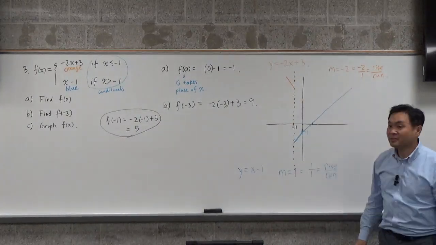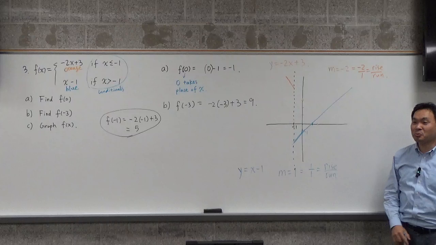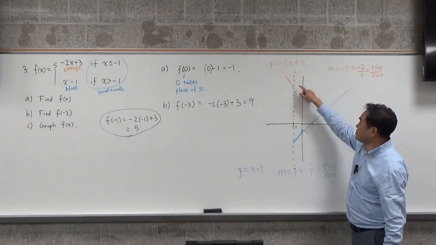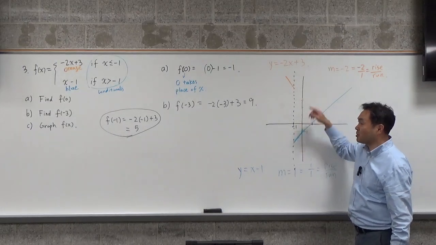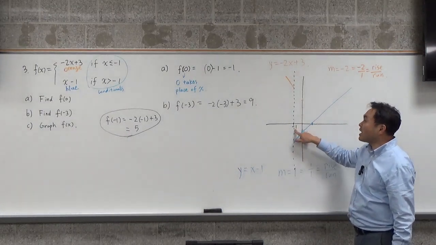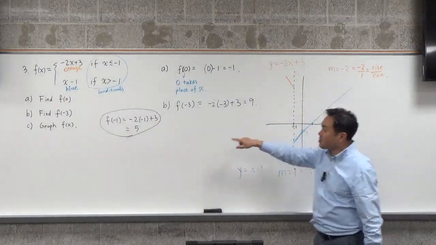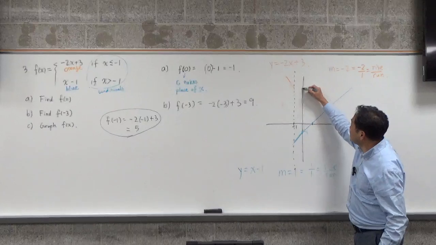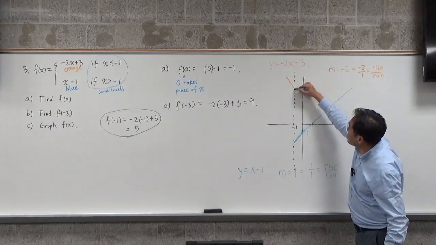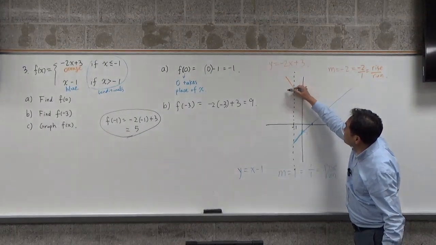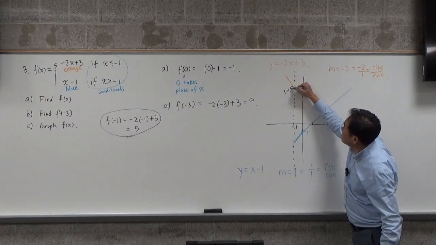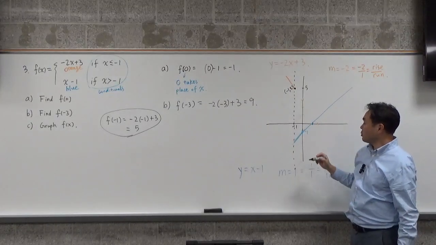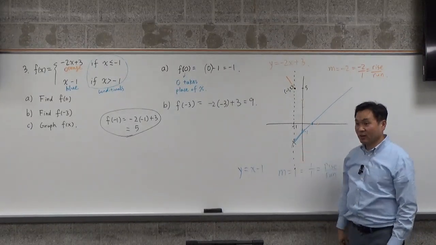Now, are we done? Not exactly. We still have to say what happens at this actual -1. At exactly -1, we found out that the value is 5, right? Where is that? -1, 5. Here's 5. Here's -1. This point right here is -1, 5. So this point is the actual value of the function, whereas this point is not. It's a fake value, right?